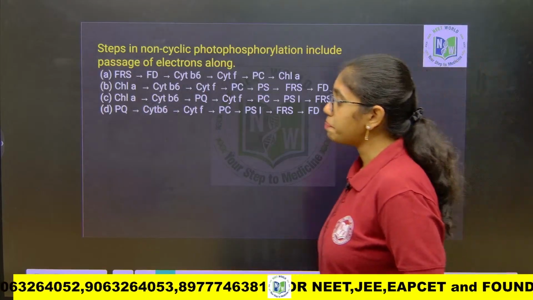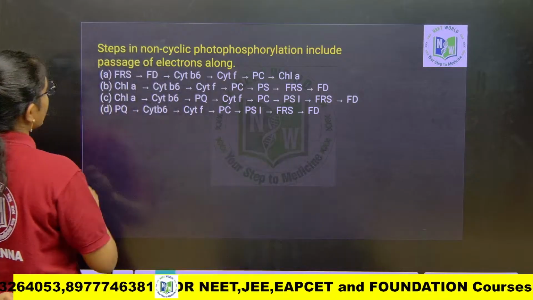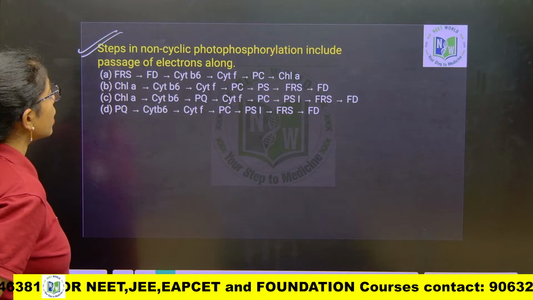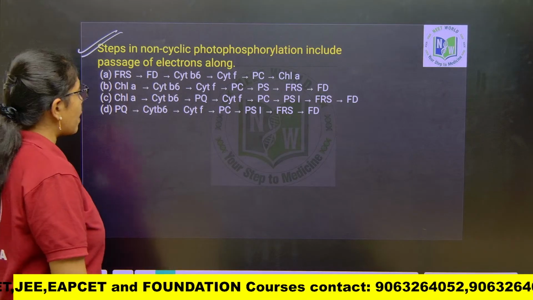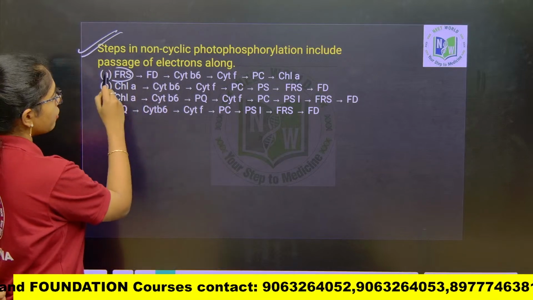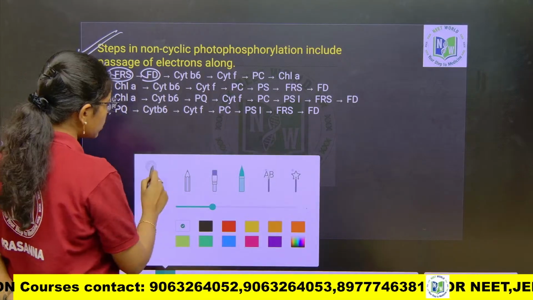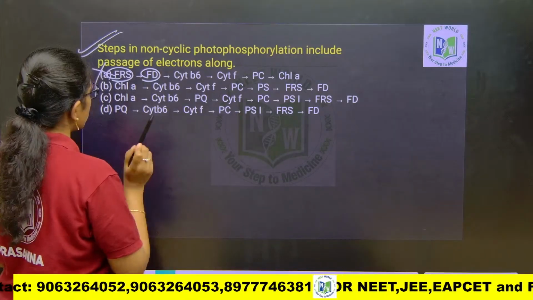Next, steps in non-cyclic photophosphorylation. What are the steps involved in non-cyclic photophosphorylation? Include the passage of the electrons, how the electrons are being passed. Of course, first if you consider FRS to ferredoxin, no, because these are involved in photosystem 1, but the electron flow starts from photosystem 2. So, that will be wrong.